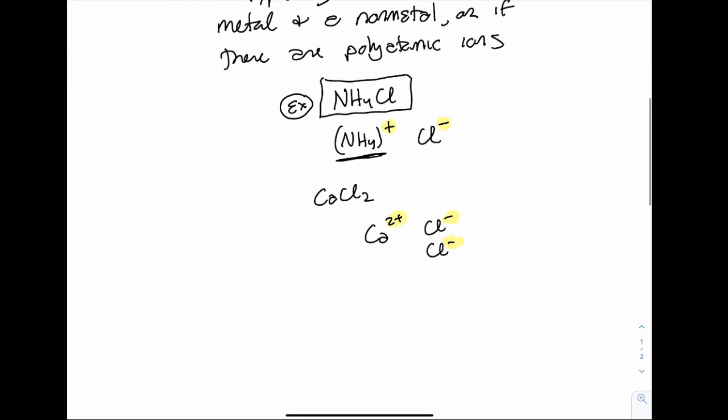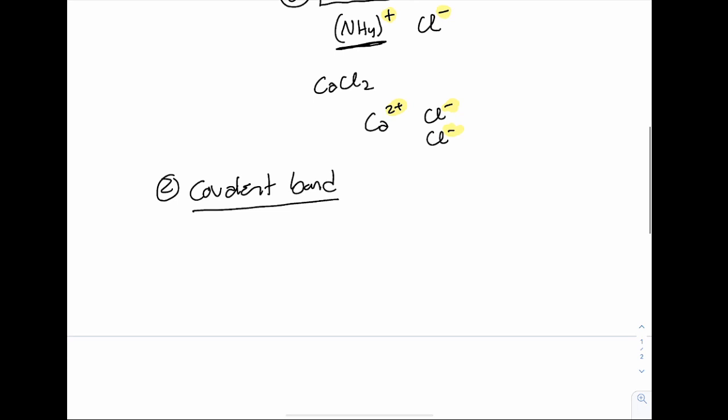Our second type is covalent. And in a covalent bond, we're actually going to share electrons. So instead of one atom losing them and another atom accepting them, we are going to share them. So the bonding electrons are shared between the atoms in the bond.